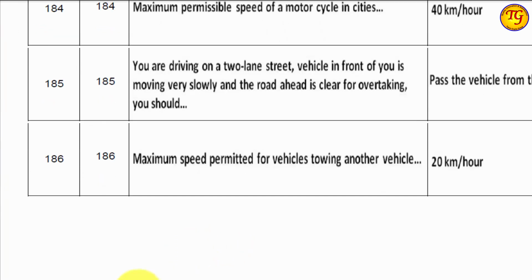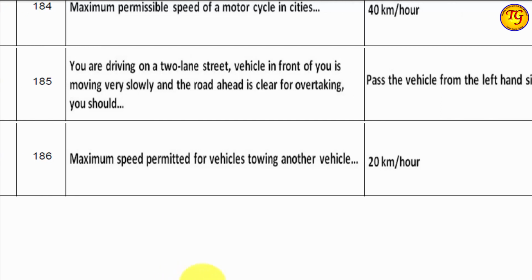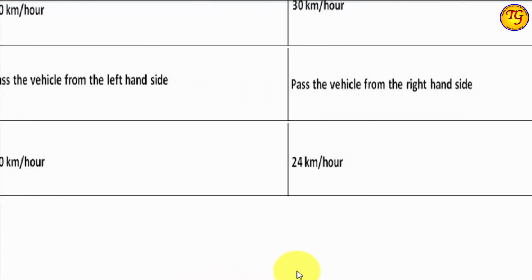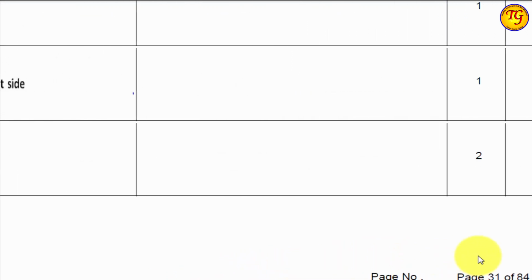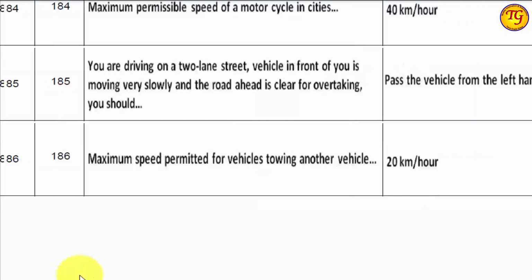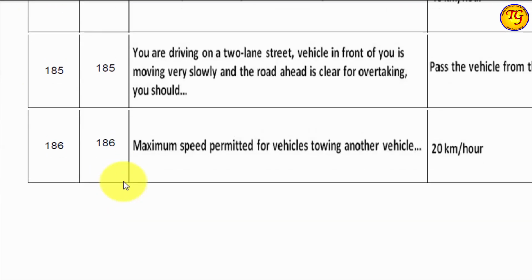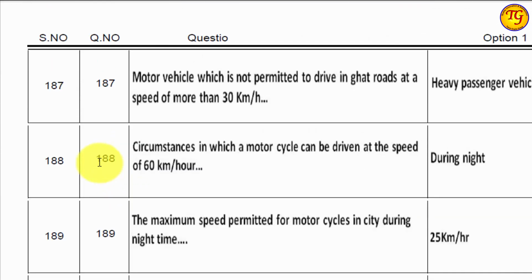So 186 question says maximum speed permitted for vehicles towing another vehicle. Friends, the previous question was what is the safe distance allowed for towing another vehicle, which was 5 meters, and now there's a speed question: maximum speed permitted for vehicles towing another vehicle. So 20 km per hour, 24 km per hour or 32. So I think 24 km per hour is the correct answer. Yes, the second option is the correct one. If you are towing a vehicle, the maximum speed limit can be 24 km per hour.